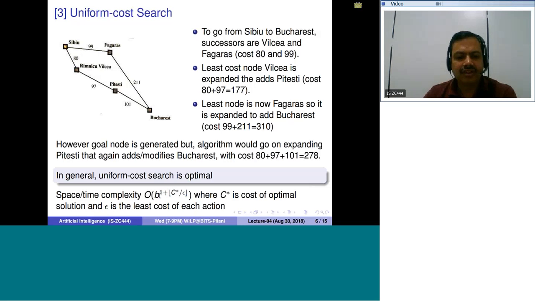So B represents the branching factor. Everywhere the branching is 2; from here also 2 items, 2 items. So B is 2 to the power of 1 plus 287 divided by 80. So this is what the complexity is. Okay, you understand this formula?